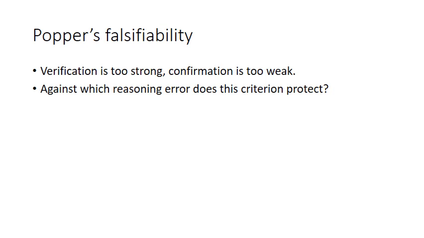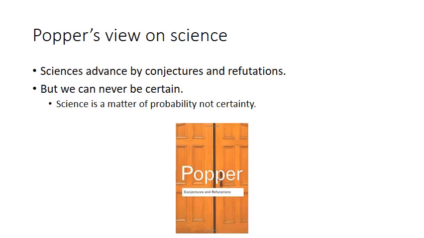So against which reasoning error does this criterion protect? Now I hope you all scream out in unison against the confirmation bias. Popper asks us to do exactly the opposite of what we tend to do through our confirmation bias. We shouldn't look for confirming information, we should look for disconfirming evidence. We should test our theory by looking at ways it could be false. And that, according to Popper, is how sciences advance.